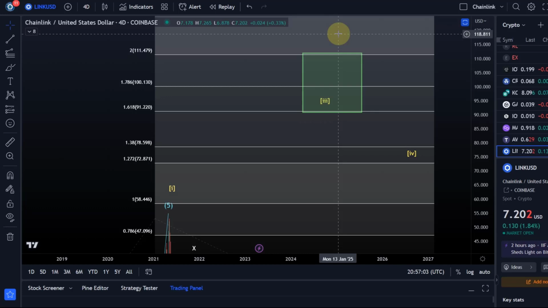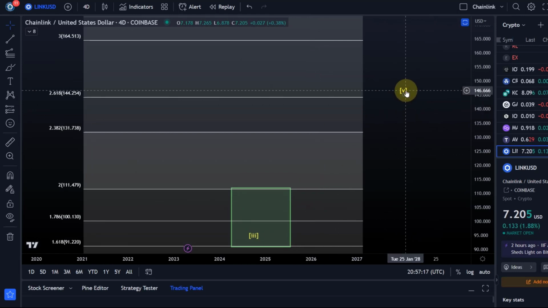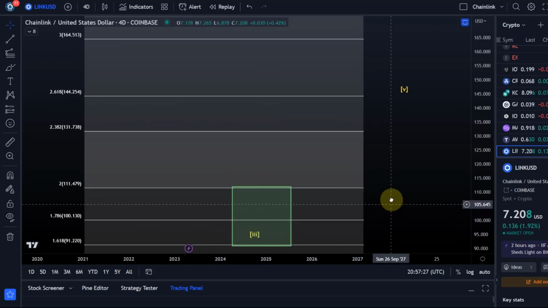So this is sort of a minimum expectation, and then we should get a fourth wave. Now I can really only give you a target as soon as we have a third wave top, but I would say it can go into the range around $50 to $80. And then we should get a fifth wave to the upside. Textbook target here would be the 2.618 extension at $144. But again, that depends a little bit on how high the third wave goes.